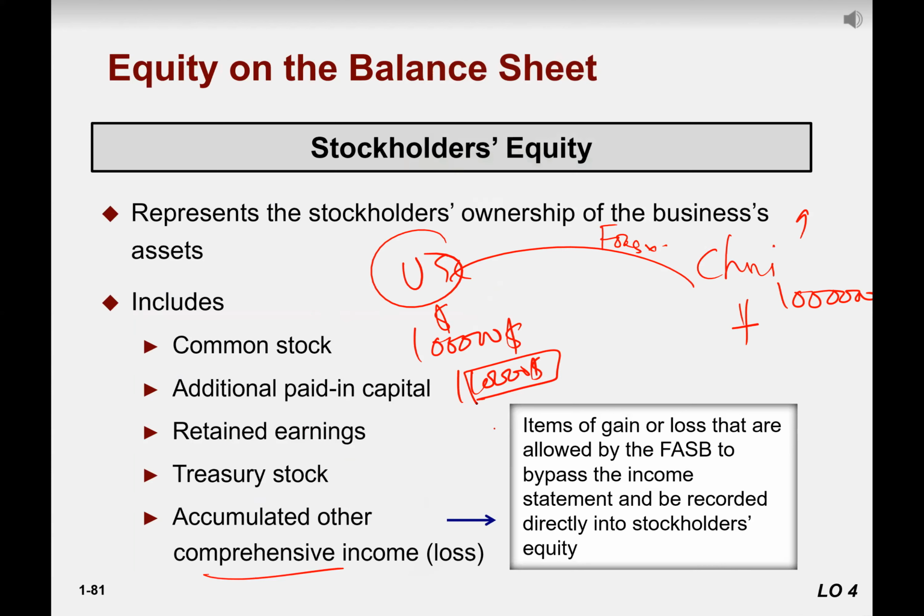So that $10,000 is not your effort. You didn't do any business strategy or something. That is by chance, or due to the market forces of foreign exchange currency depreciation or appreciation. You receive some extra money. So that is called other comprehensive income. If there is a loss, then we call this other comprehensive loss.